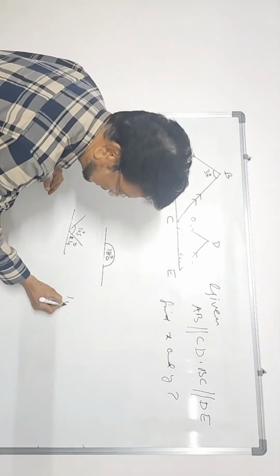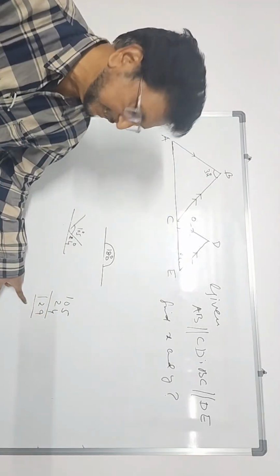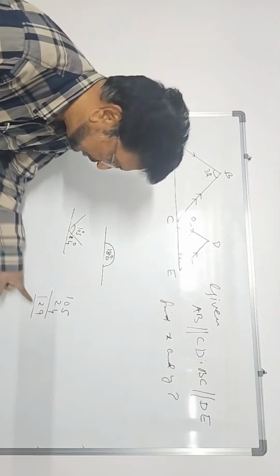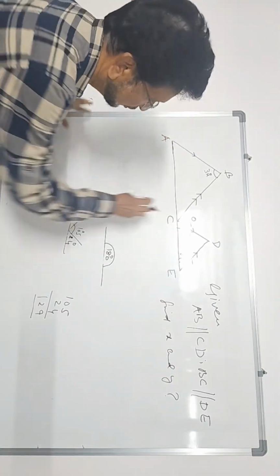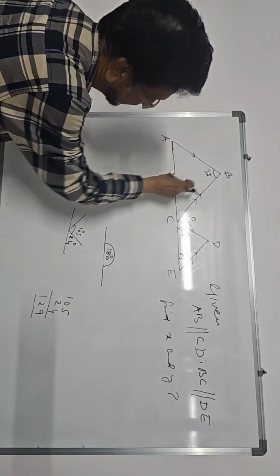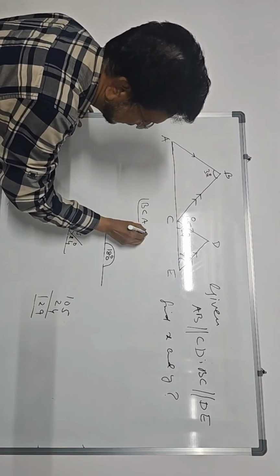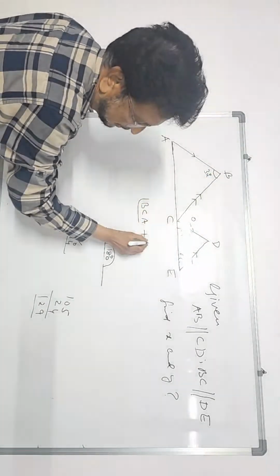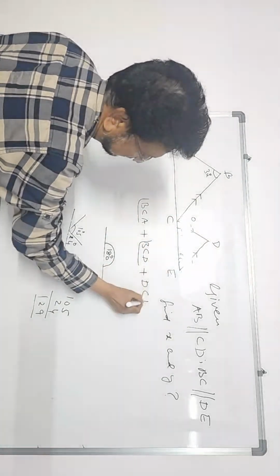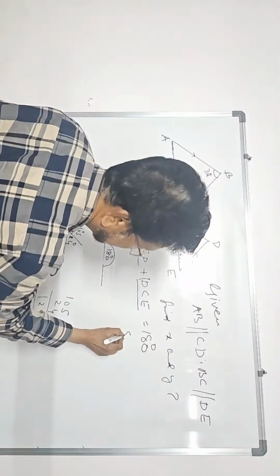105 plus 24 is how much? 129. What should we add in 129 to get 180? Suppose 130 means 51. If you add 51 into it, you will get 180. Therefore, this angle C must be equal to how much? 51. Means angle BCA. I will write here. Angle BCA plus this angle BCD 105. BCD is 105. Plus angle DCE. These three angles together is equal to 180. Why they are 180? Because it is a straight angle.